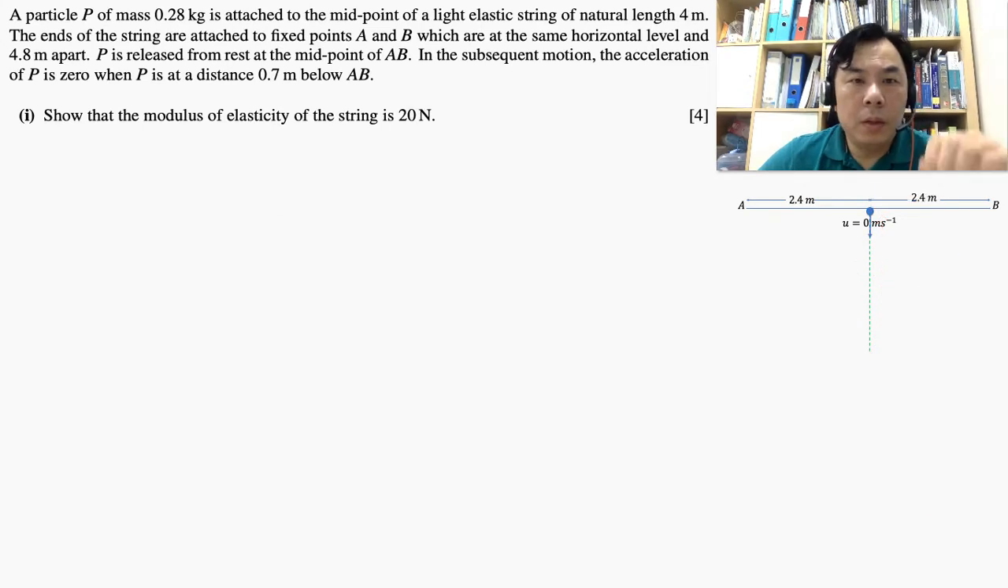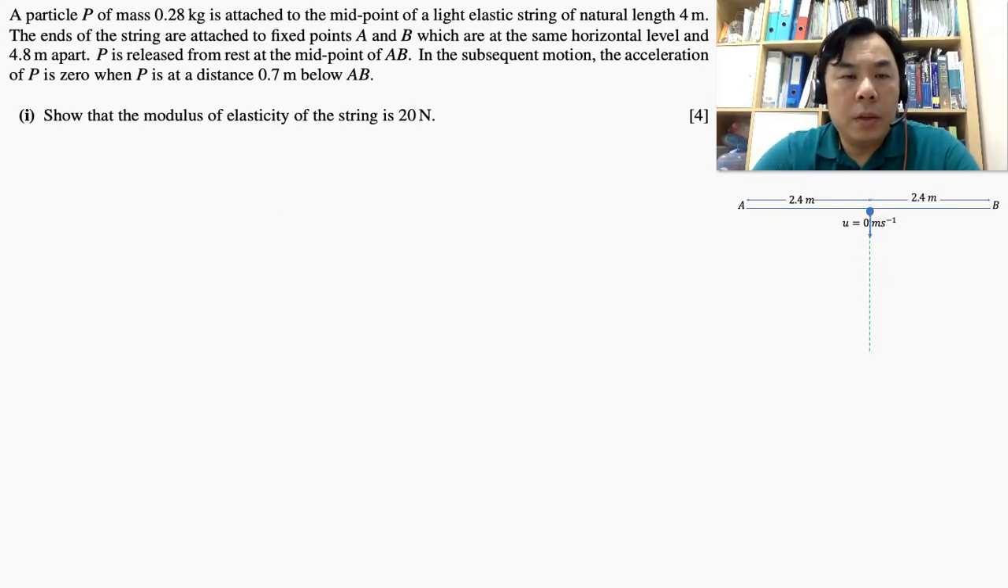All right, welcome back. Let's take a look at the second scenario. As I said, this is another Hooke's law scenario that looks very similar to the first problem that you have encountered just now. Right? Here, not much different. The particle is also released from the midpoint between A and B. Now this time the distance between A and B is further, separated at 4.8 meters apart. So you can see from the diagram it is about 2.4 meters from the midpoint, right? It was released from rest, and then it's going to fall vertically downward.